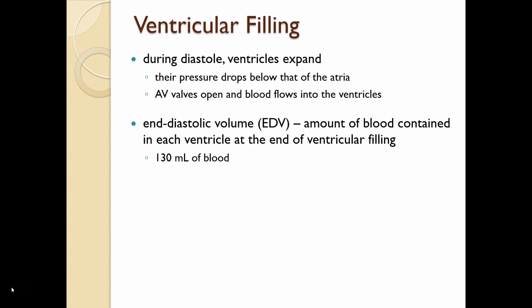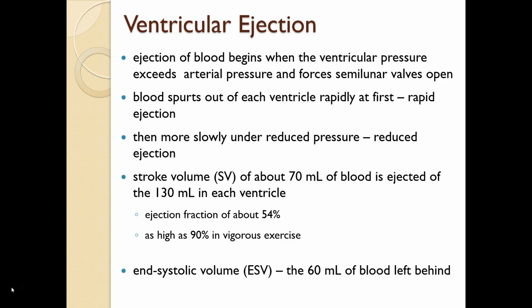Okay, so now, what happens when the ventricles contract? Blood is ejected from the heart. Where does that blood go? Either into the pulmonary trunk or the aorta. So the stroke volume is the amount of blood ejected by the ventricles. When the ventricles contract, the amount of blood that is ejected is called the stroke volume.